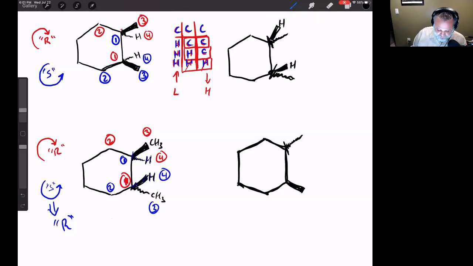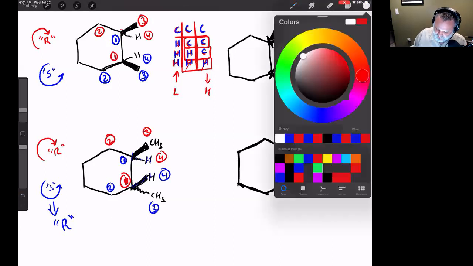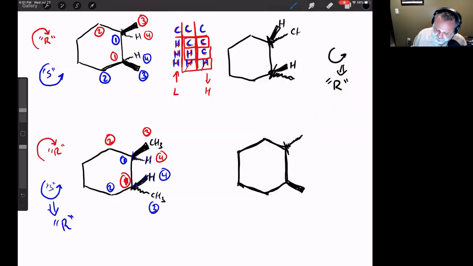And so we'll come up with the exact same configuration. We'll get an arrow that goes counterclockwise, but we'll say to ourselves that we're looking at it in the wrong direction, and so we will switch this to a clockwise designation of R. Let's double check on this one at the top. This one at the top, I've got the hydrogen pointing towards me and the CH3 pointing away from me. And so let's take a look at how that works.